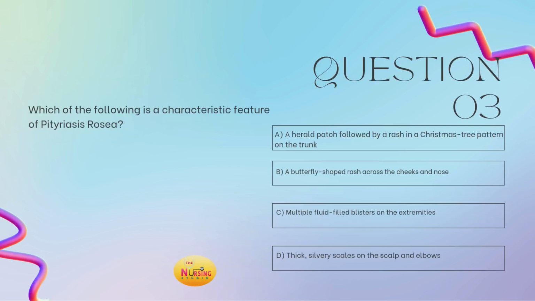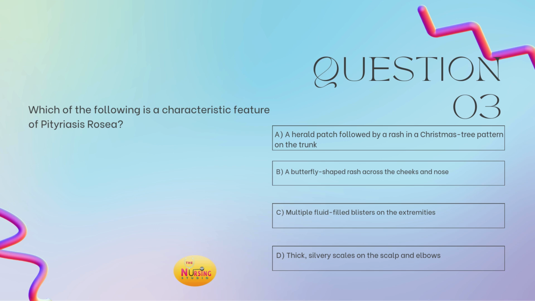All right, and lastly, question number 3. Which of the following is a characteristic feature of pityriasis rosea? Is it A, a herald patch followed by a rash in a Christmas tree pattern on the trunk? Is it B, a butterfly-shaped rash across the cheeks and nose? Is it C, multiple fluid-filled blisters on the extremities? Or is it D, thick silvery scales on the scalp and elbows? Take a moment and tell me what you got in the comments, y'all.